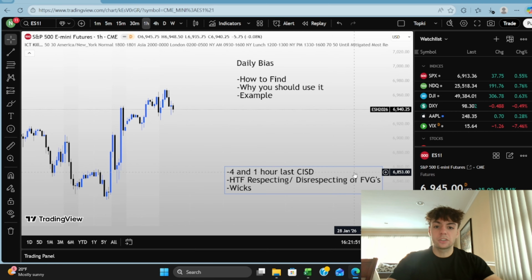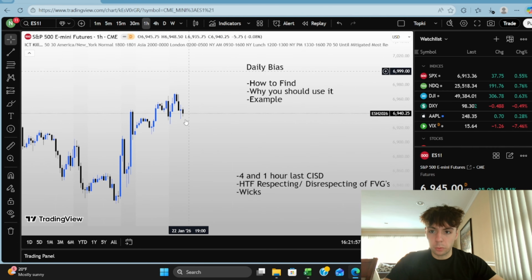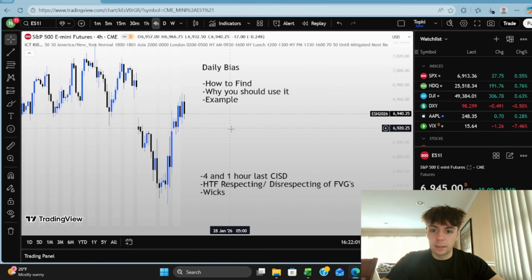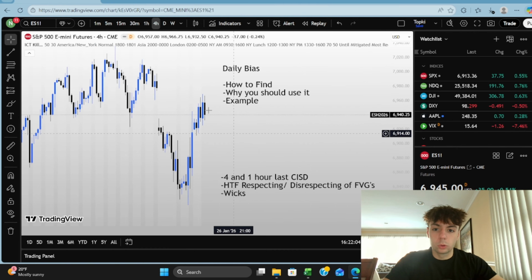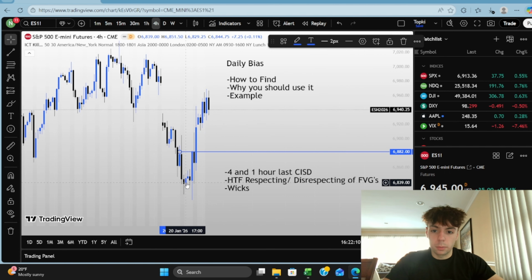Okay, so getting into how I actually find my daily bias. First, obviously, I start off with the 4 and the 1-hour last CISD. So let's say our current example is current price action. At first, I want to check what the 4-hour is doing. I see the last CISD, or the last candle closure, was to the upside, and the last CISD happens to be a 4-hour to the upside right here. We broke structure bullish to the upside.